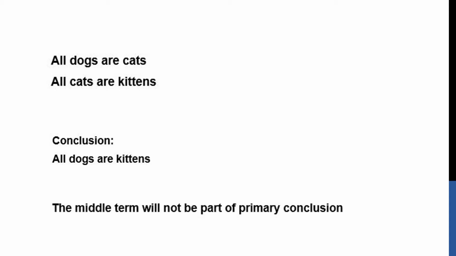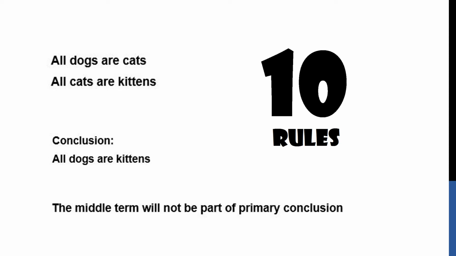Now the rule of thumb for solving syllogisms is that the middle term will not be the part of the primary conclusion. Further in this video, we shall discuss the 10 golden rules that are going to help us solve syllogisms easily. Most of the rules are basic and are interconnected. Hence, once you start practicing the questions, you will gradually internalize the rules and it is going to become a habit. So let's start.